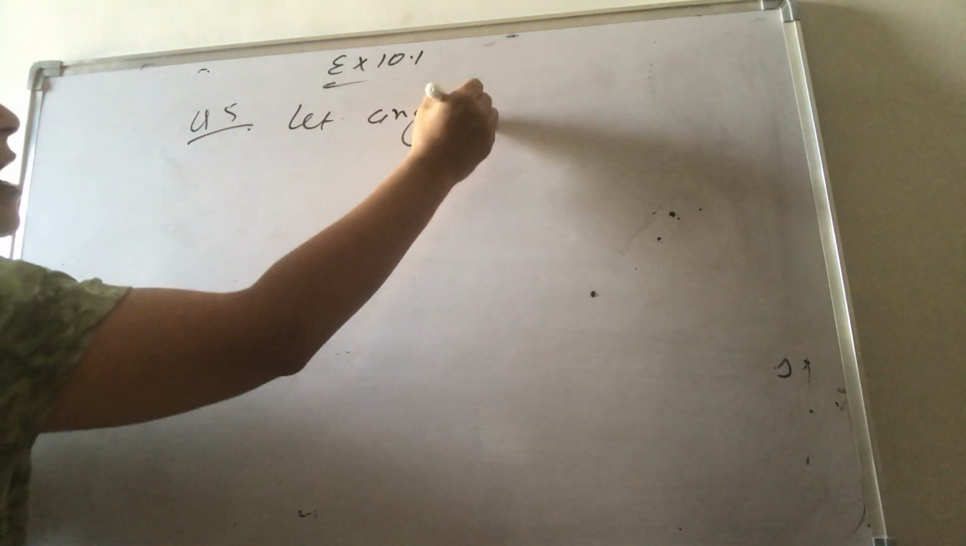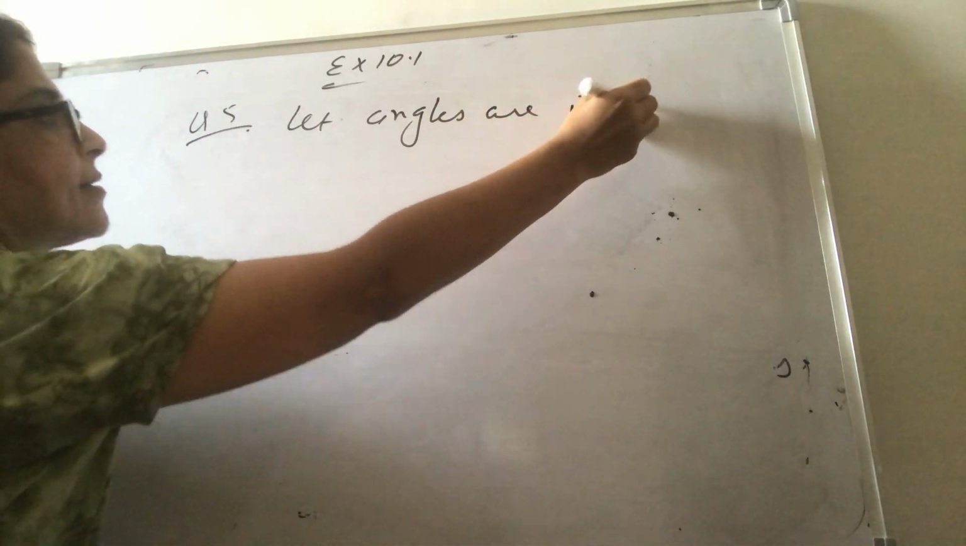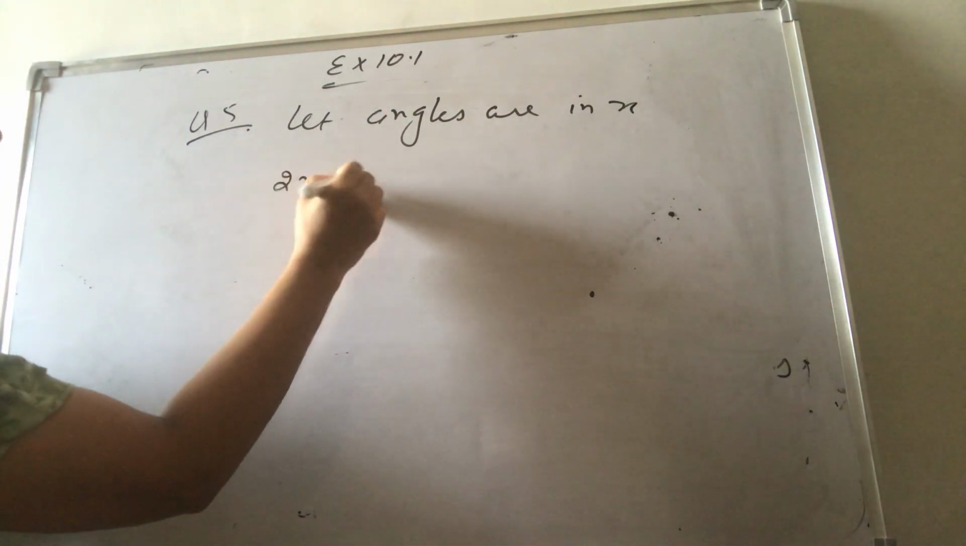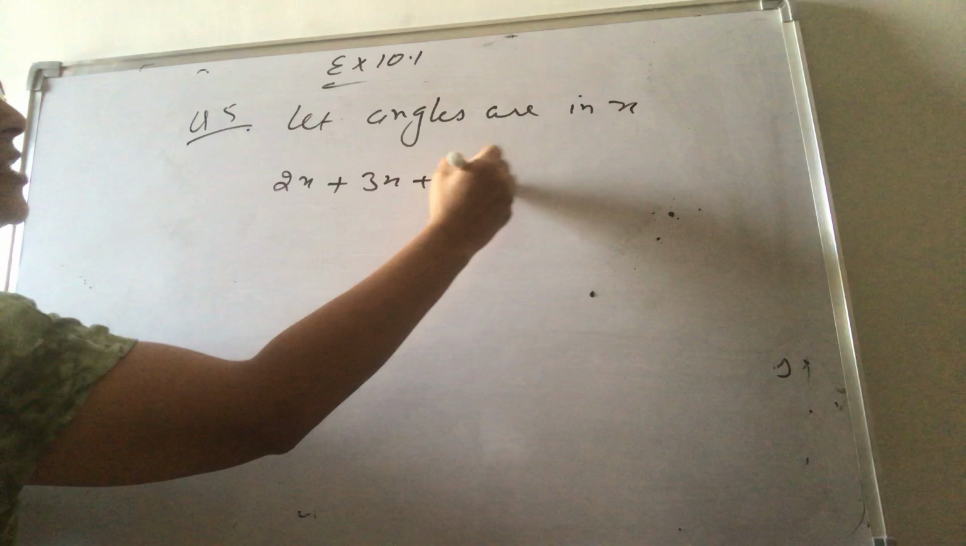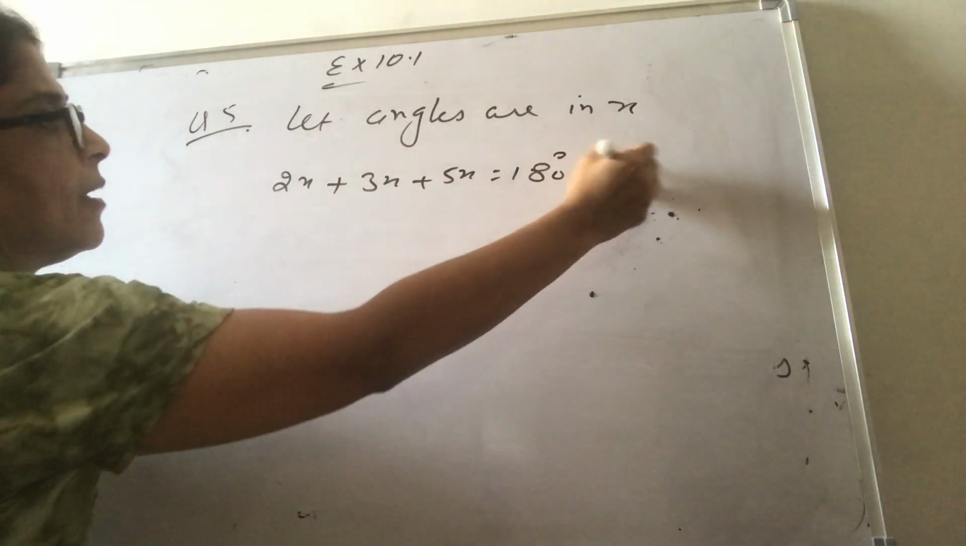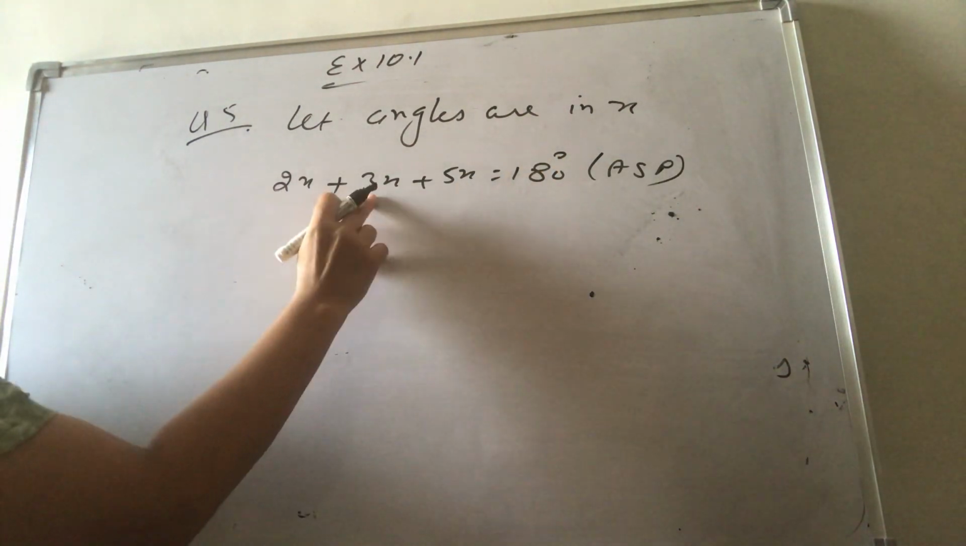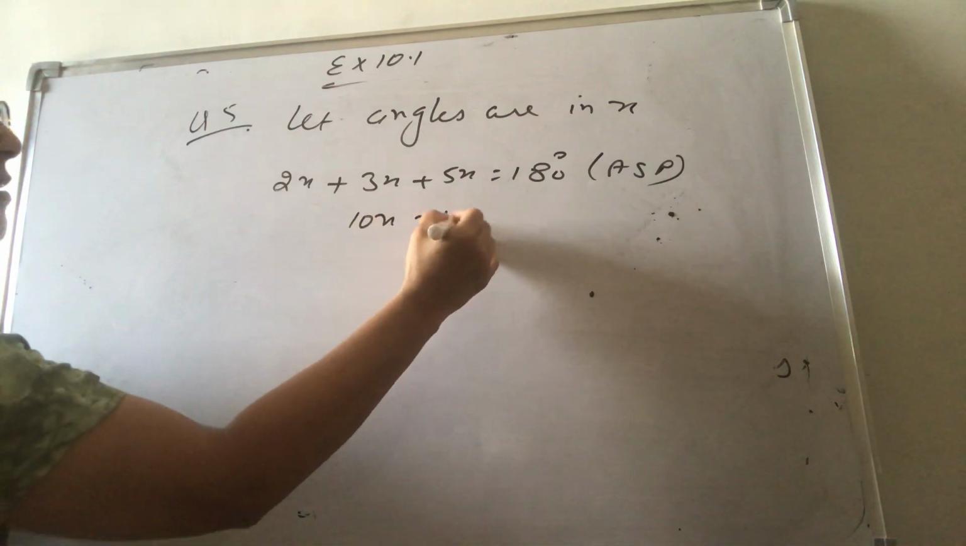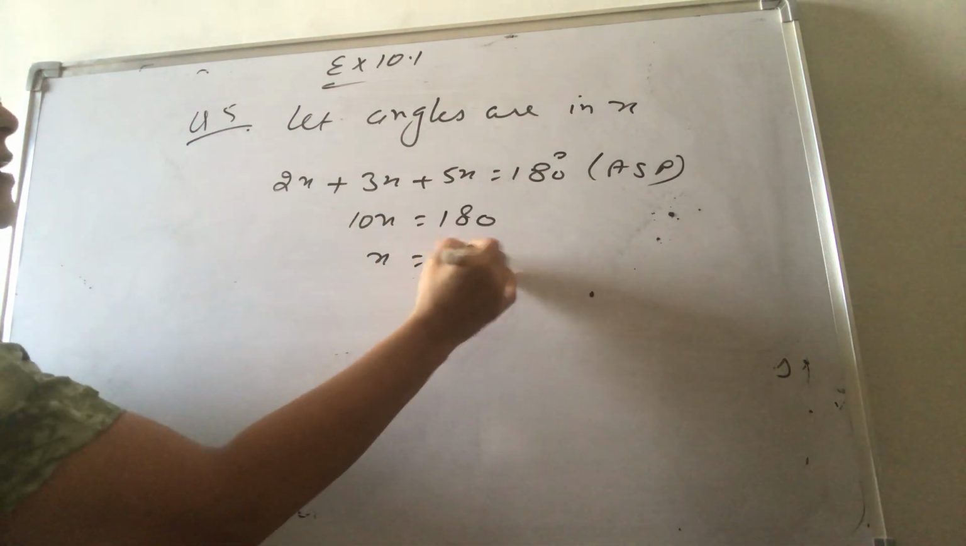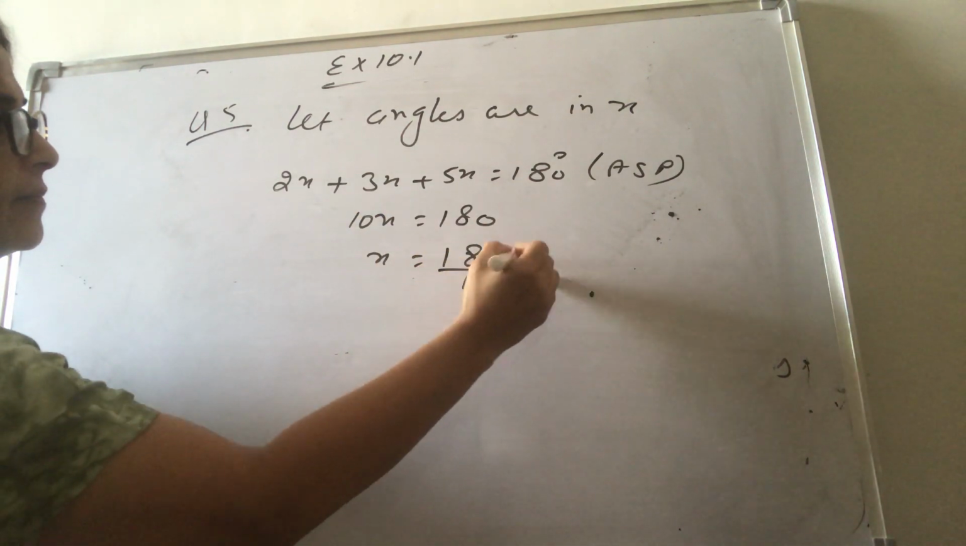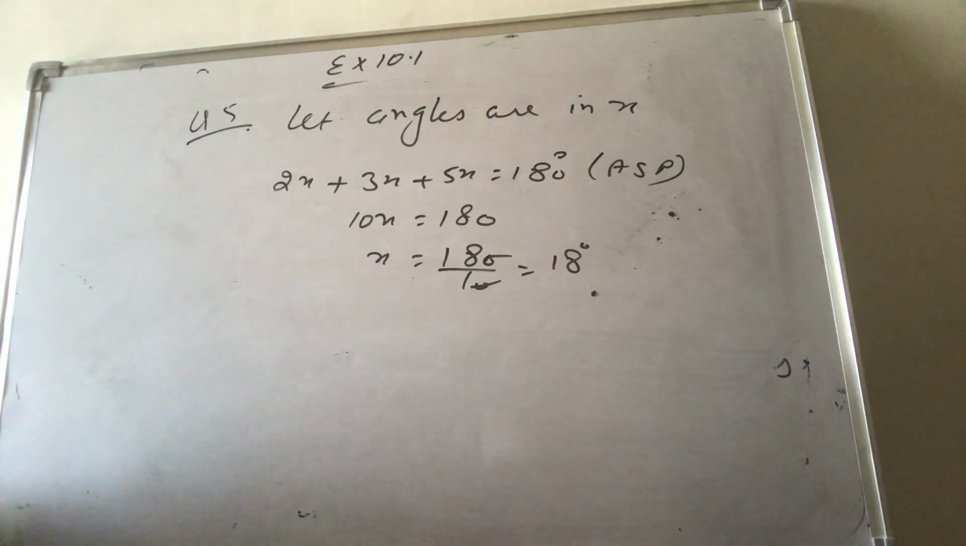Let angles are in x. Then 2x plus 3x plus 5x is equal to 180 degree by angle sum property. 3 and 2 is 5, 5 and 5 is 10x. Then x will be 18 degree. This is the value of the x.